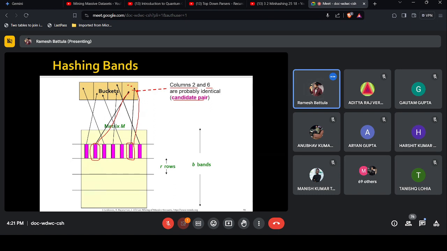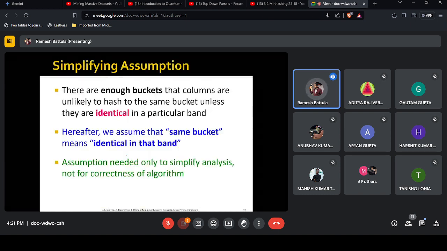We will find some more discussion in the later discussion. I'm thinking most of you might understand this one. So we are going to simplify that. With enough buckets, columns are unlikely to hash to the same bucket unless they are identical in a particular band. So we need to work on the same bucket, which means identical in that band.